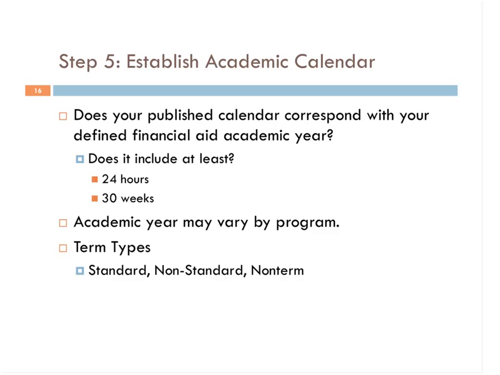So make sure that if you have a non-traditional program or you're beginning to start one, that when you're awarding financial aid, you're actually using the academic year or calendar that you've established for that particular program. Not uncommon for schools to have multiple academic years because they have different programs with different academic years. And you need to pay attention to the different types of terms: standard, non-standard, or non-term.